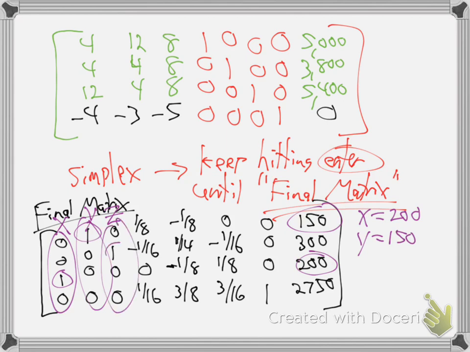How about Z? Is Z all zeros and a 1? Yep. Grab the 1, shoot over. Z is 300. And then the lower right corner is the profit. That's the profit the company's going to make, $2,750. So that's what the company should do. That'd be the best plan for the company. They should have 200 boxes of assortment 1, 150 boxes of assortment 2, 300 of assortment 3, and they'll make the most profit, $2,750, if they do it that way.